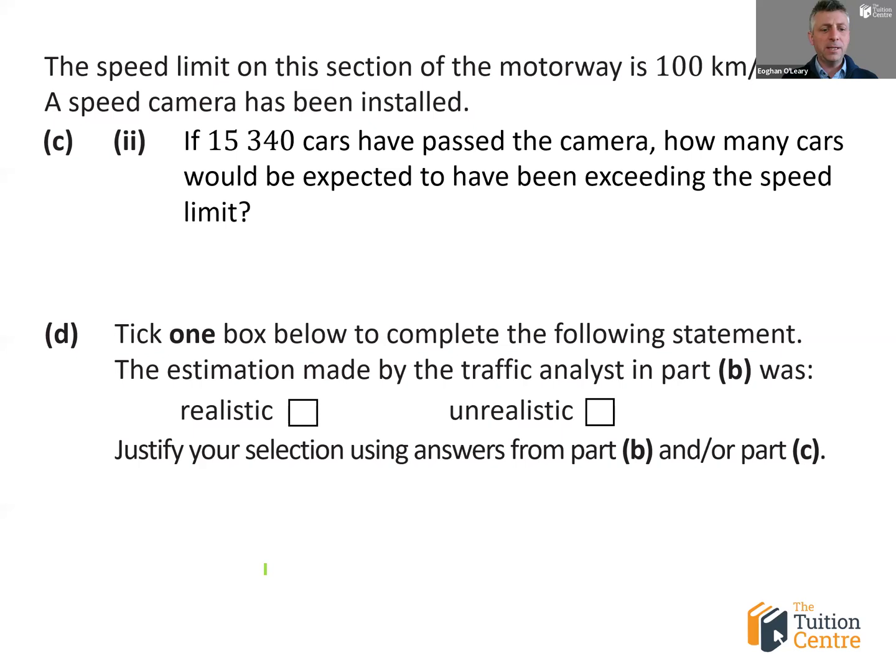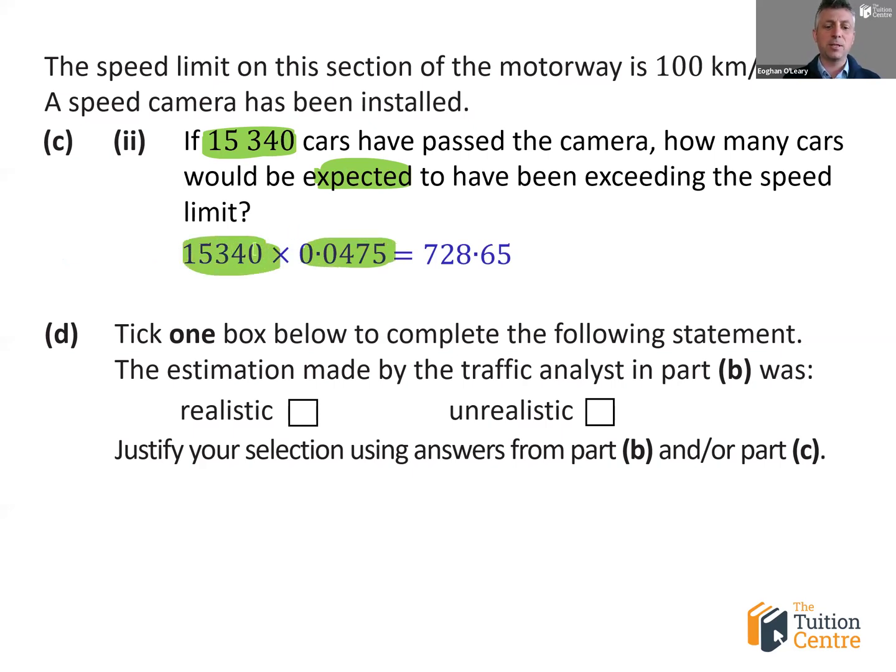If 15,340 cars pass the camera, how many cars would you be expected to be exceeding the speed limit? So this is like an expected value question. We have this amount of cars, and we have the probability that any car is speeding is 4.75%. So to get your expected value, you multiply the number by the probability, and you get 728.65.